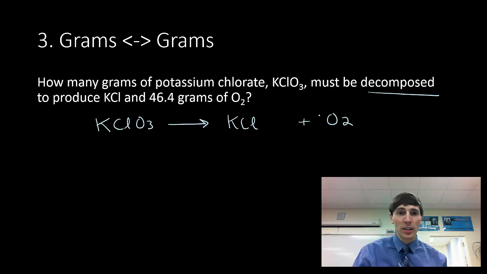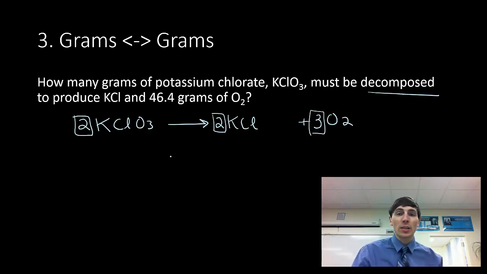I'm going to get to an even number and make this 6. So I make that twice as big, so I need 3 of these. That's going to balance out my oxygen, and then I'm going to put a 2 out in front here. 2, 2, 3. I'm going to underline these coefficients because they're going to be so important to us. Now I need to take my known and unknown quantities.